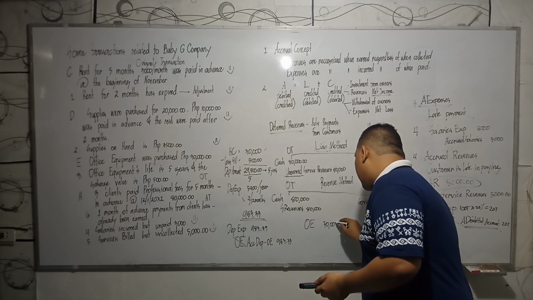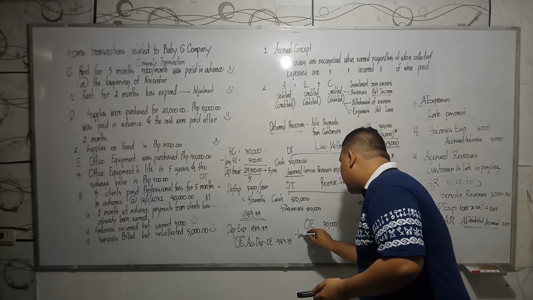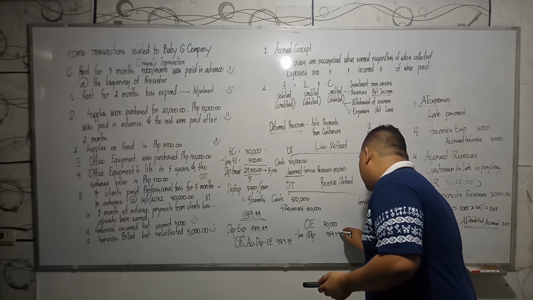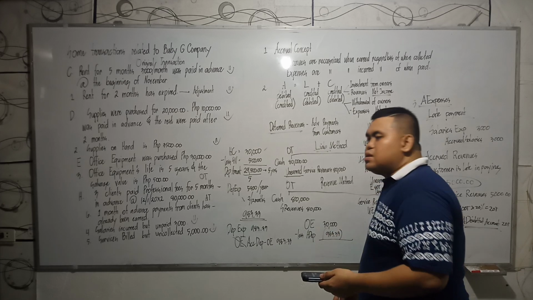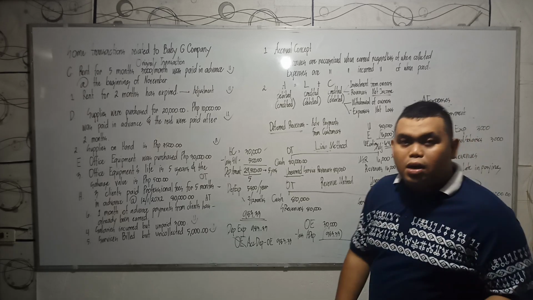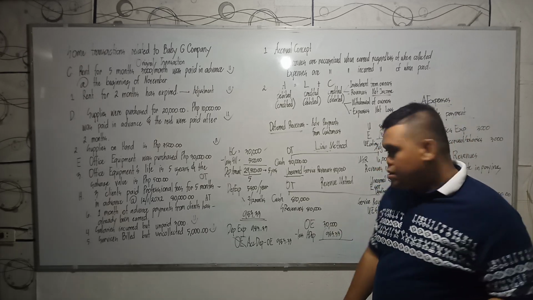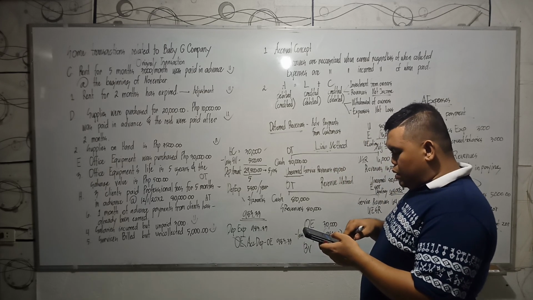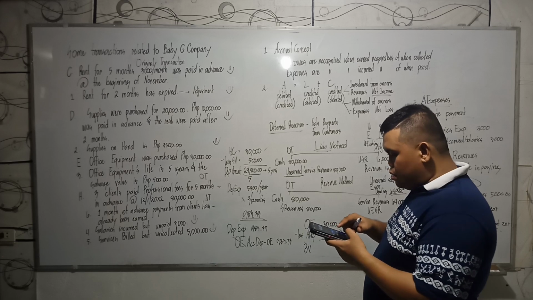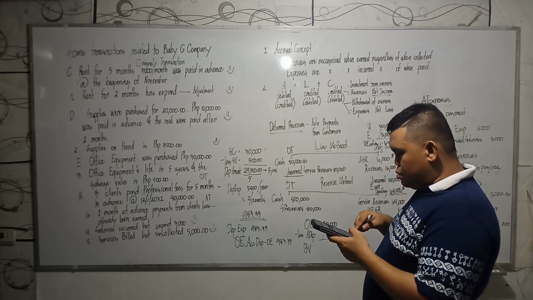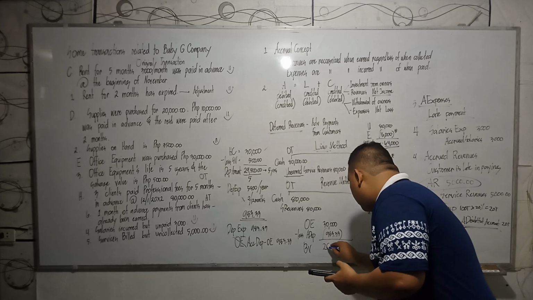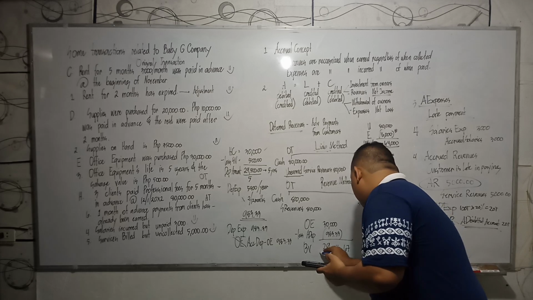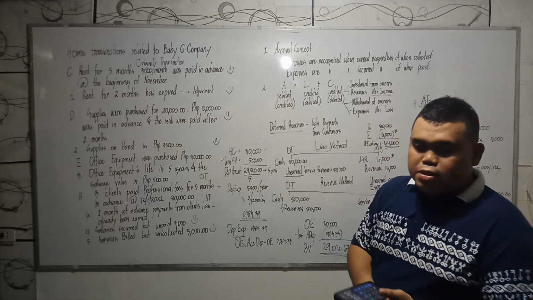But don't worry, because the office equipment will have 30,000 at the end. However, there will be a less accumulated depreciation, 983.33. It will still be deducted because this accumulated depreciation is the same with the allowance for doubtful accounts. They are considered as contra assets. So, the book value of the office equipment will still be adjusted minus 983.33. So, 29,016.67. And that's it for the adjustments.